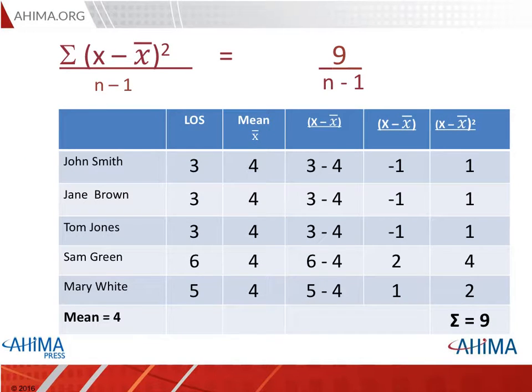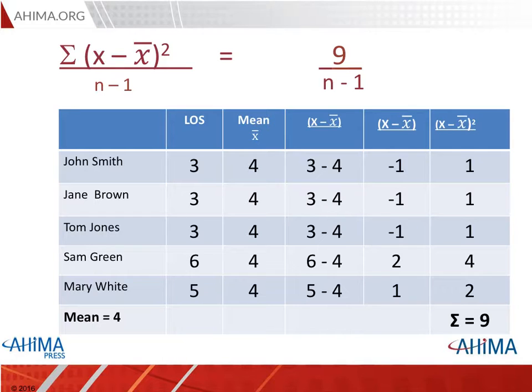Our patients for our first set of data are listed in the first column. Their lengths of stay are listed in the next column. The mean or average length of stay for this group is 4. The mean is listed in column 3. In our equation, we are to subtract the mean from each patient's length of stay. For John Smith, it would subtract 3 minus 4 to get -1.